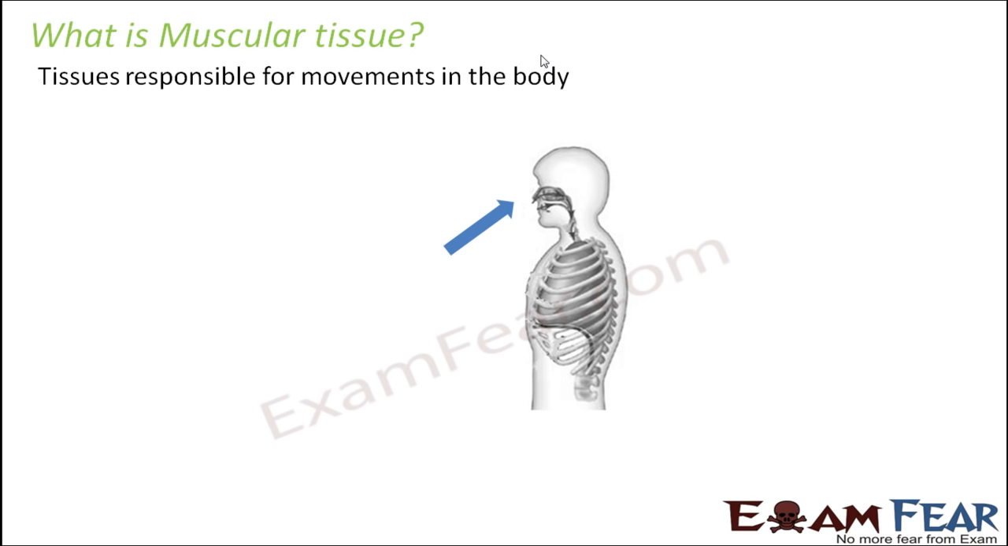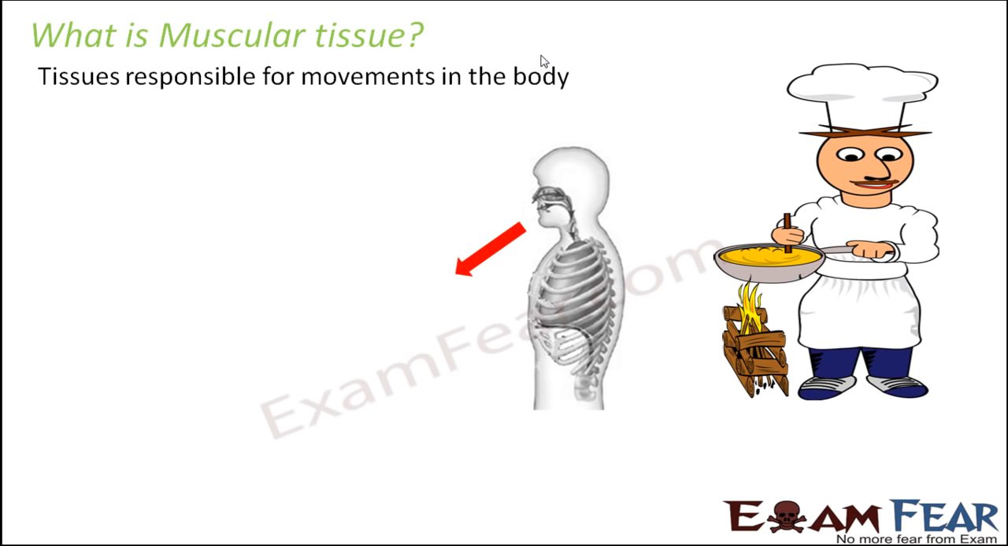These are the tissues which are responsible for movements in the body. If you talk about movements, when we breathe in and breathe out, what happens? The lungs provide space for the extra air which is being inhaled. How do they provide the extra space? That is because the diaphragm muscles contract and expand. How do they contract and expand? That is because of the muscular tissue. So here you can see the movement which takes place in the respiratory system is because of the muscular tissue.